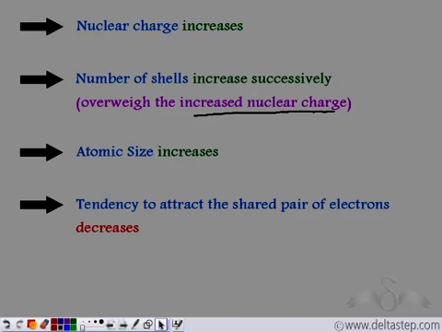Since the atomic size increases, the tendency to attract the shared pair of electrons decreases, because now the outermost shell is quite far away from the nucleus. The nucleus does not exert a greater force on the outermost electrons, so the tendency to attract the electrons decreases, and in turn the electronegativity on moving from top to bottom in a group decreases.